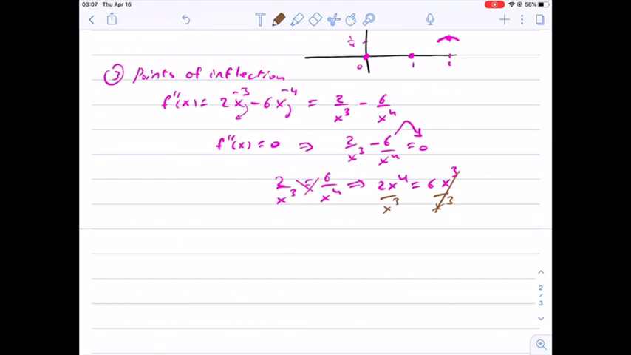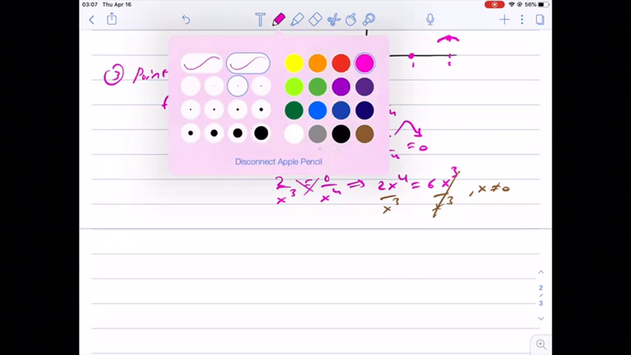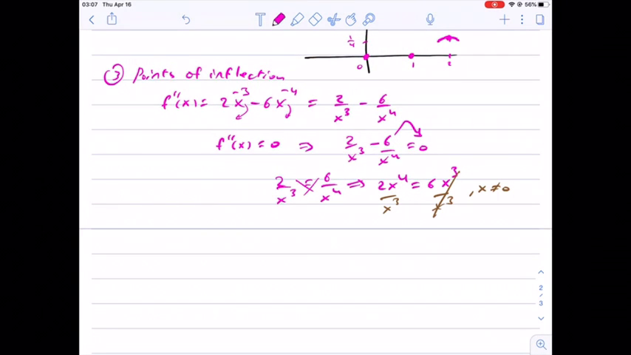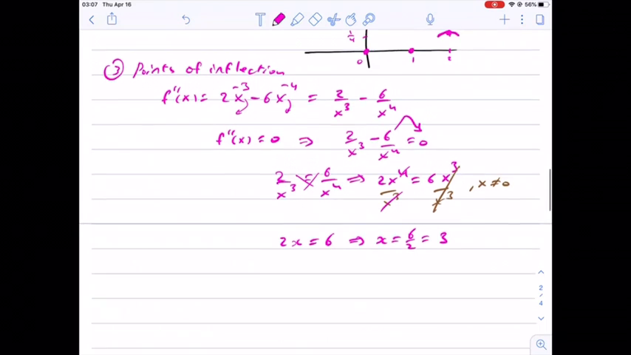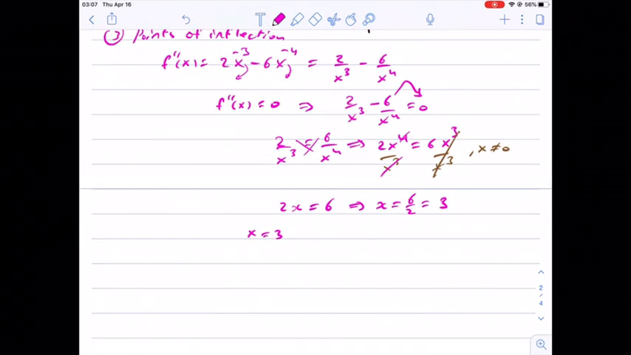So we can safely divide by x cubed, because x is not equal to 0. 0 does not belong to the domain of the function. And here we can simplify. We have 2x equals 6, and that means x equals 6 over 2, which is 3. So x equals 3 should be an inflection point, but to make sure, we need to study the sign of f double prime at 3.